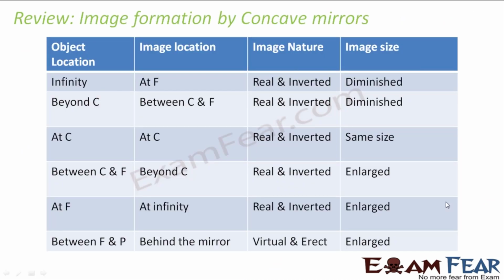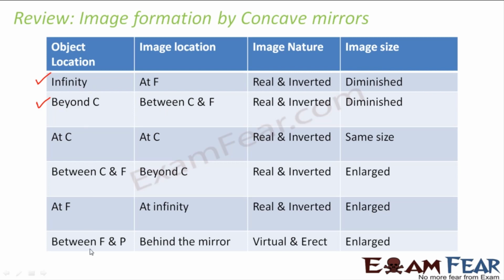So now this chart tells you, till now we have discussed all different object locations. This chart is a review of whatever we have derived so far. When the object is at infinity, the image is formed at the focus, the nature is real and inverted, and the size is diminished.